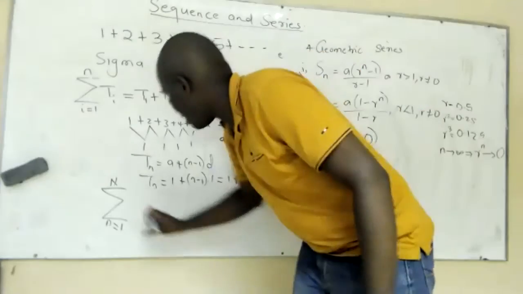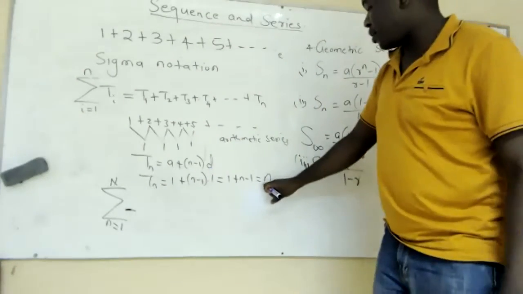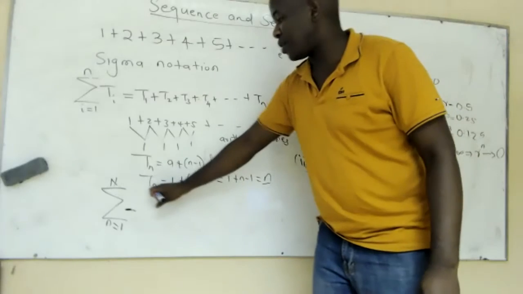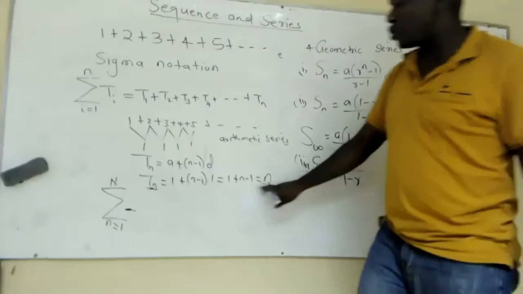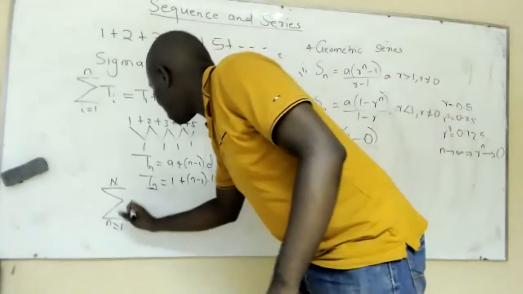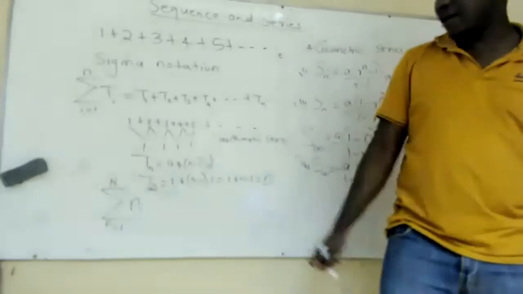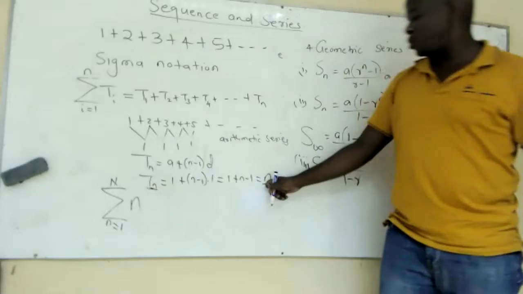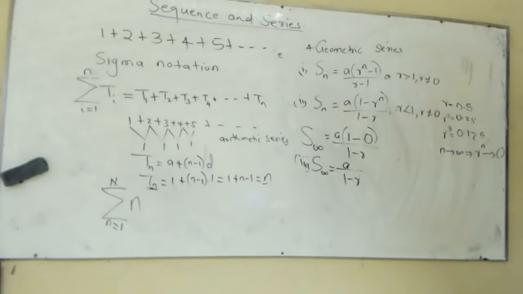Yeah, this is the final answer. The n we write here is the n for the what? For the general term. You see, general term in this case is equal to what? It's equal to n. Therefore, here where we have sigma notation or where we have Tn, we replace by what? By the n, because Tn is equal to n.